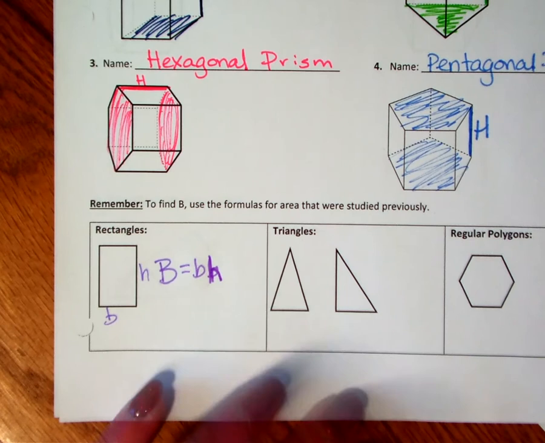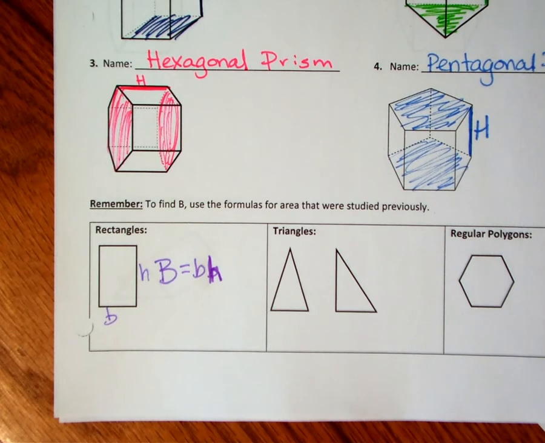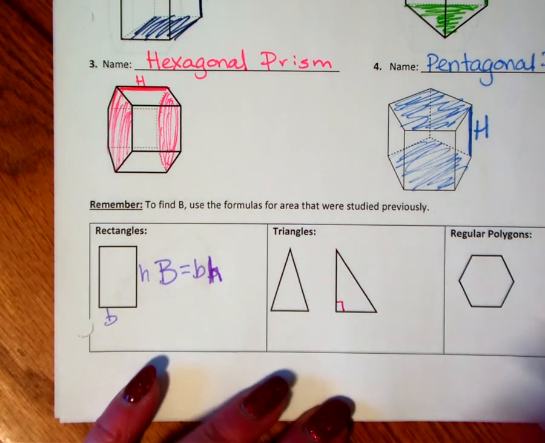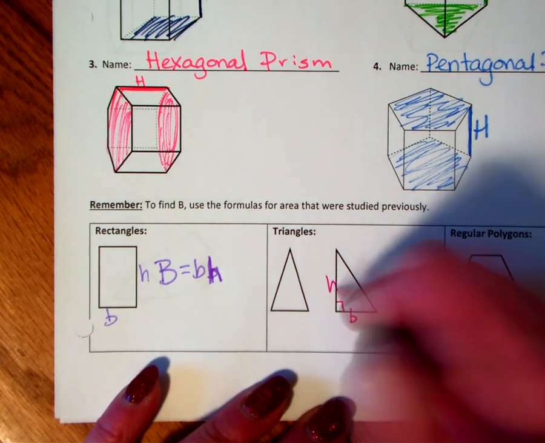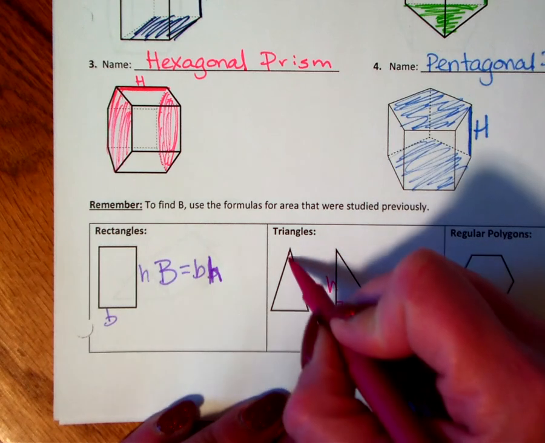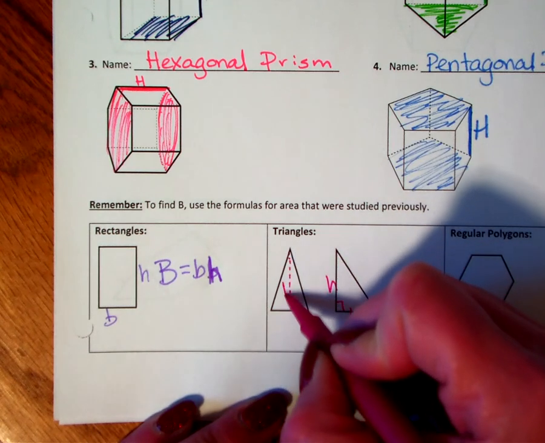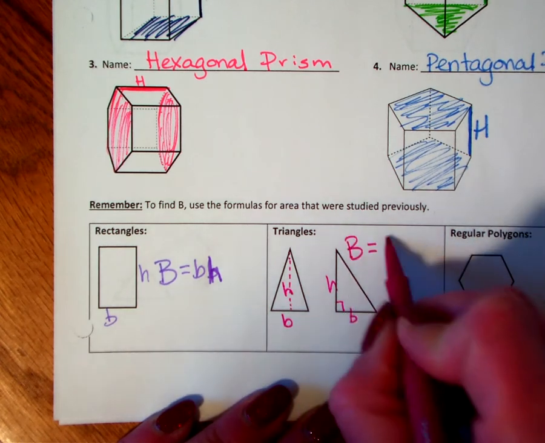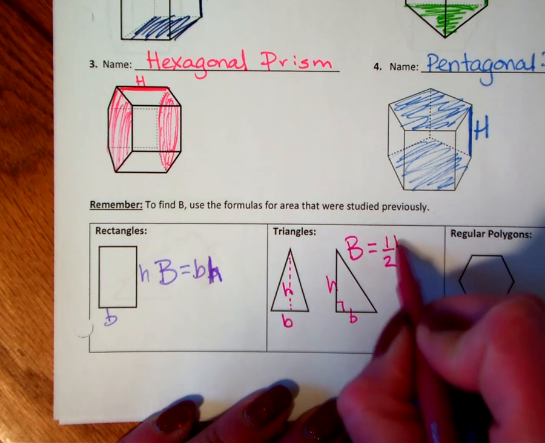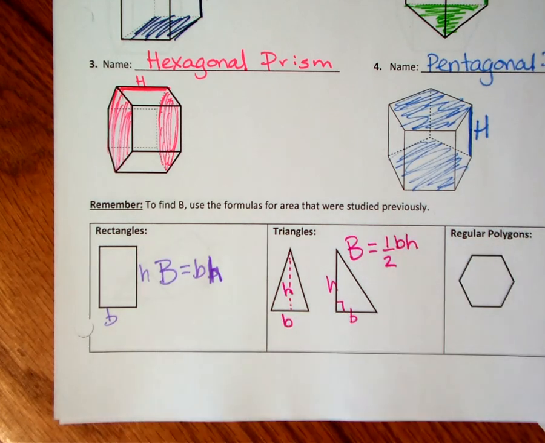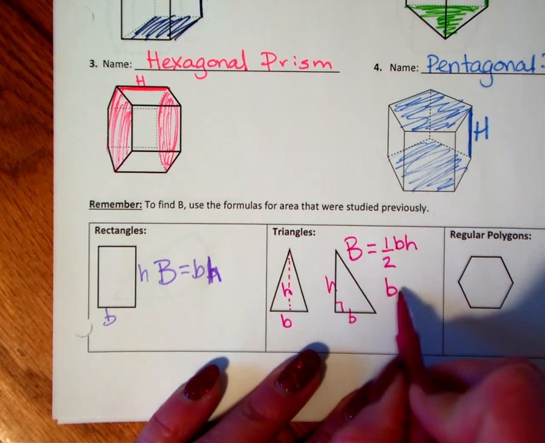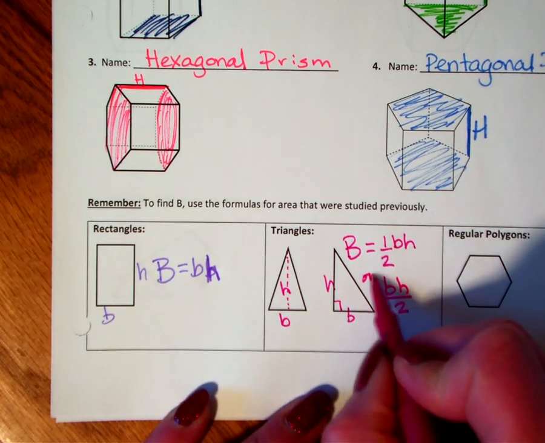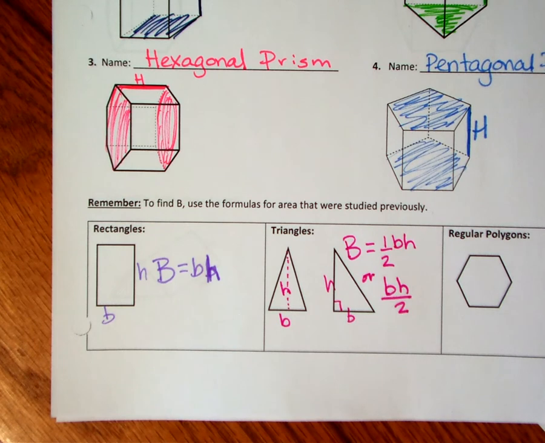Okay, in a triangle, remember, if this were a right triangle, I would have base and height. If it's not, remember we have to find the vertical height. So that would be my H and that would be my base. In any case, a triangle's area is half the base times height. Or you could write it as BH divided by 2, same thing. One or the other.